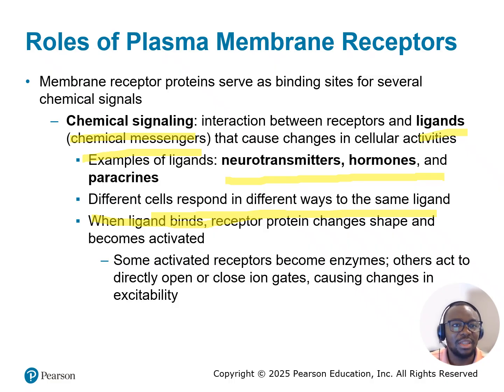While responses differ from cell to cell, ligand binding typically induces a change in the shape of the receptor that becomes activated. For example, some membrane receptors respond to ligands by becoming activated enzymes, while others in muscles and nerves respond by transiently opening or closing ion channels, causing changes in excitability.